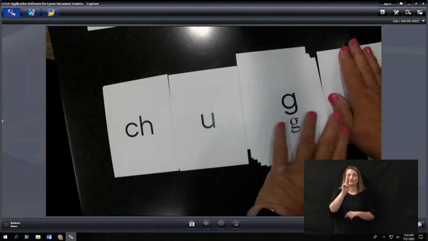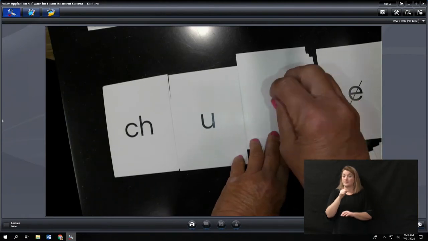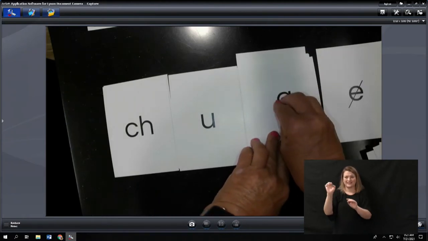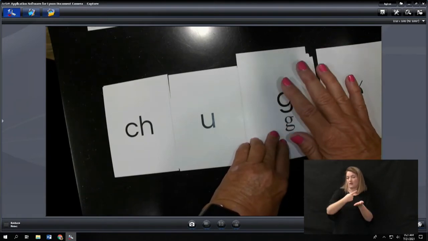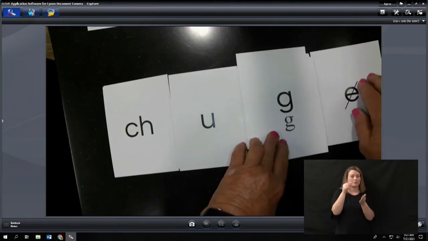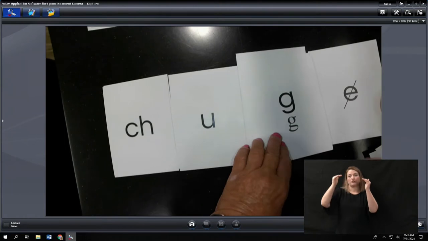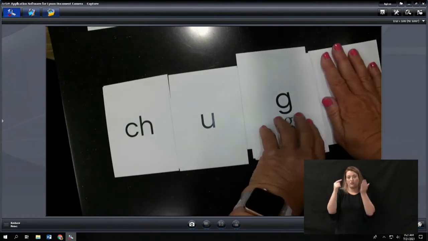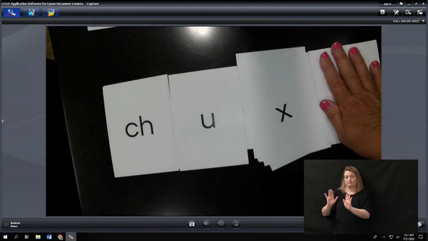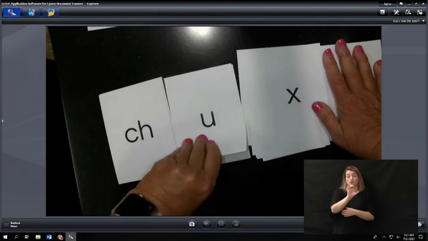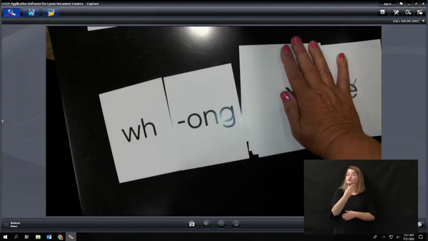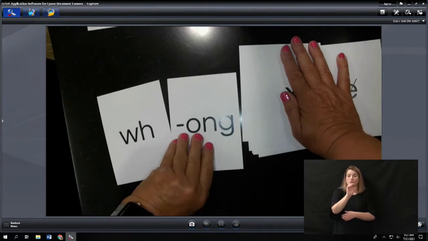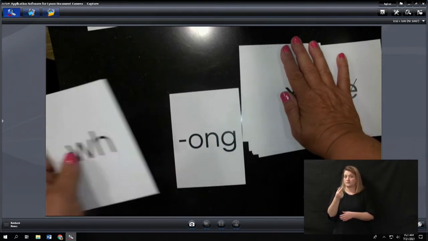Chug. I'm not going to show the magic E here because that changes the sound. Until they learn that, we're not going to really do that. Well, they kind of learned it, but that's a higher level. So we're not going to do that. It just muddies the waters. Okay, that's chug. Chug. Chong. Wong. Okay, and that's the end of the blending drill.